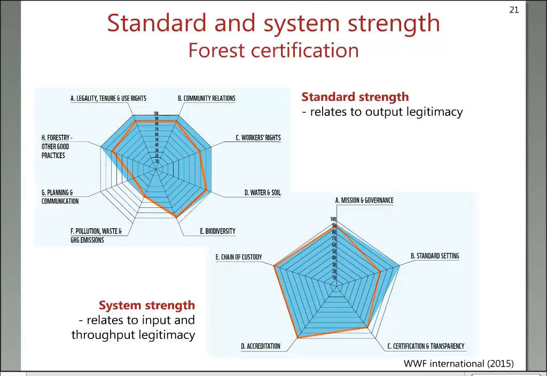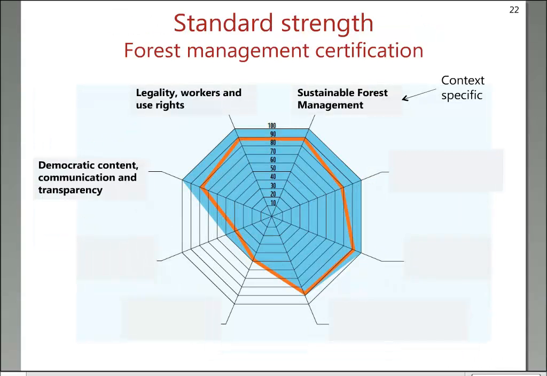The system strength is another thing. That's about how the system has been put together. Is the standard setting a democratic procedure? Are the procedures of the system transparent? Are they being communicated well? Are the certification bodies accredited, and so on? So it's more a system criteria. So that's one way to assess the strength of a governance system.